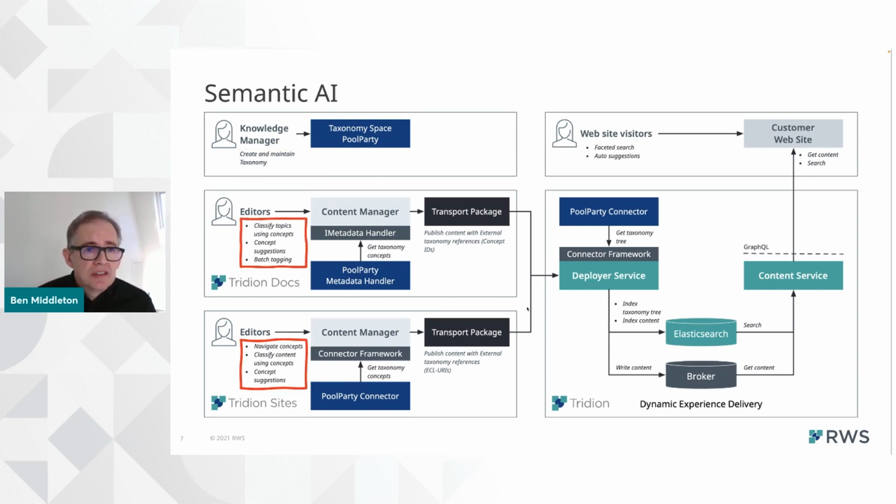So once we have that taxonomy, we obviously wire it into our content management systems. So it's quite easy to configure and hook them up. And then the editors can make use of the facilities that I've described already. So that includes classifying your topics in the Docs case and classifying content within Sites. It can make use of concept suggestions through the auto suggestion piece. And again, we can use that batch tagging functionality that allows you to manage larger volumes of content using this taxonomy that you've built.